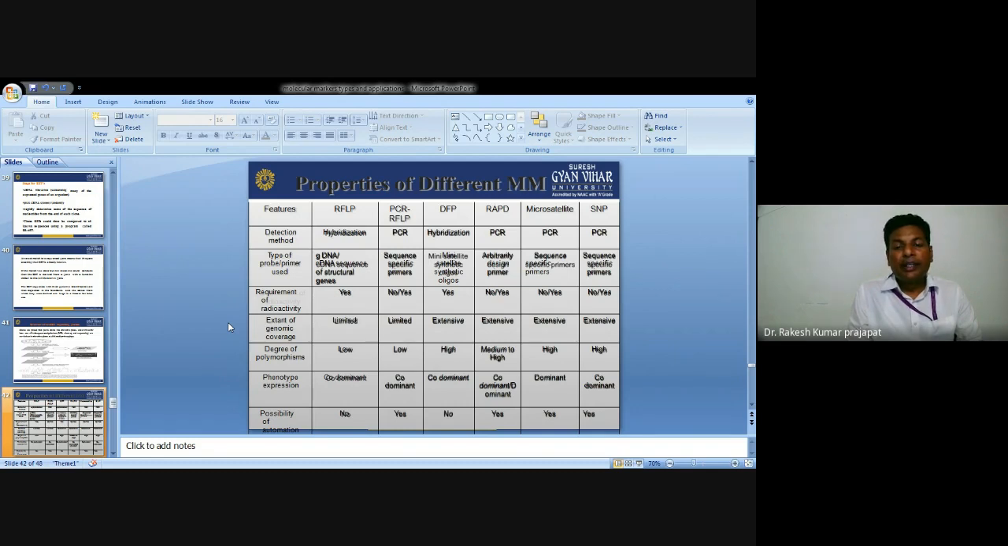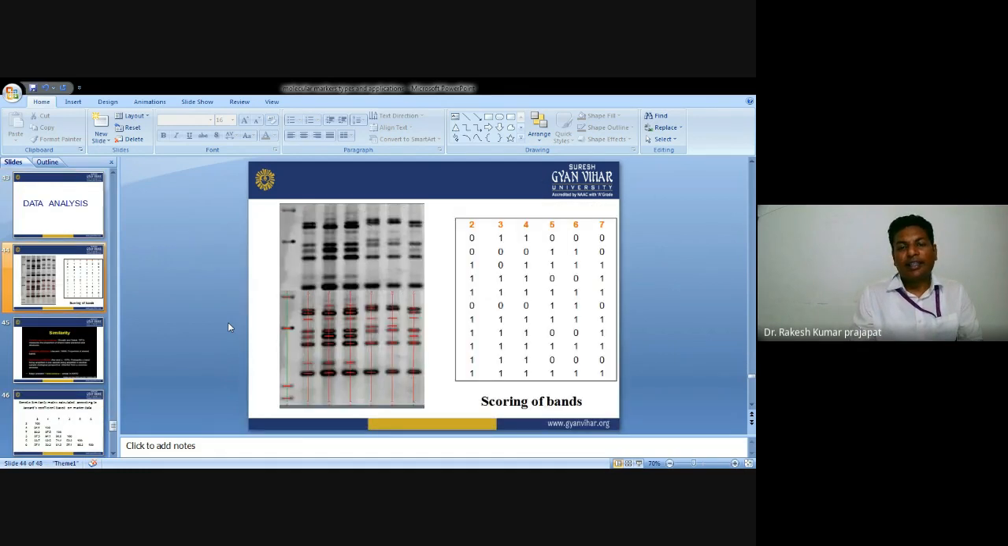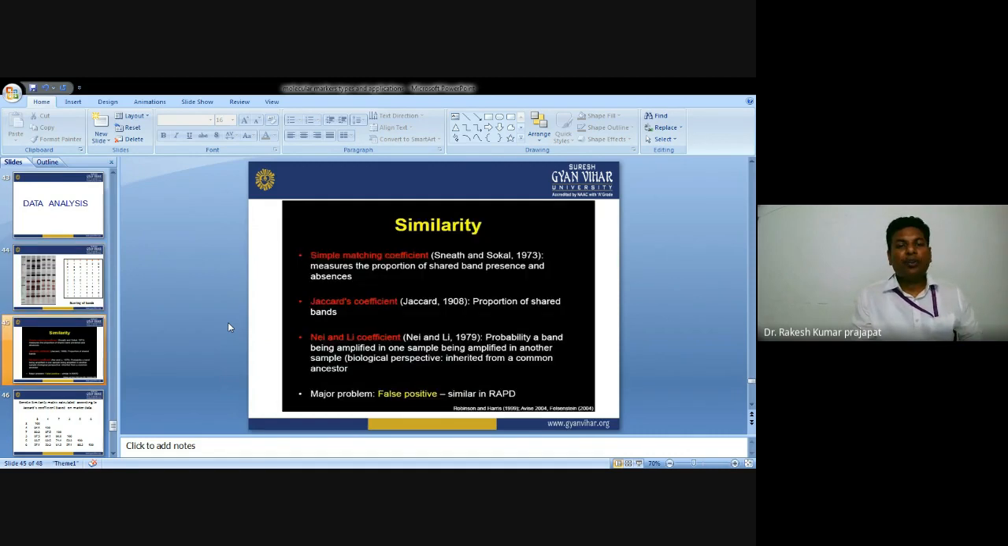The extent of genomic coverage is limited in RFLP and PCR-RFLP, while in the case of the others it is extensive. Data analysis can be done by scoring the different bands as 0, 1, 0, 1: present is 1, absent is 0. Likewise we can score and analyze all these data. For similarity, the simple matching coefficient measures the proportion of shared band presence. The Jaccard coefficient is also a proportion of shared bands. The Nei and Li coefficient is based on the probability of a band being amplified in one sample being unamplified in another sample.